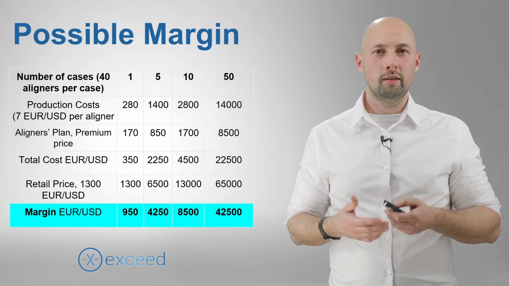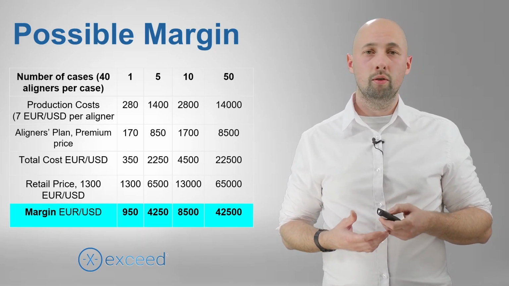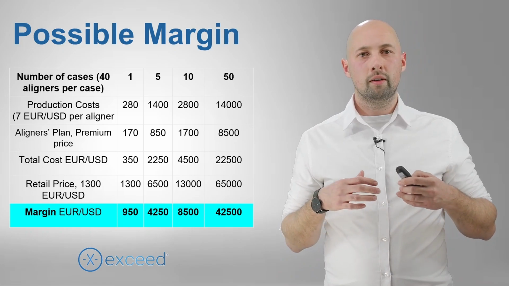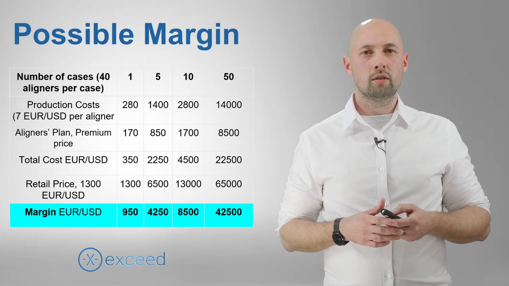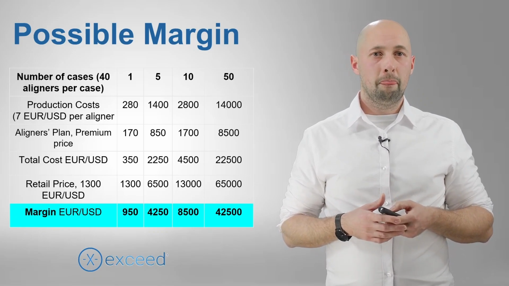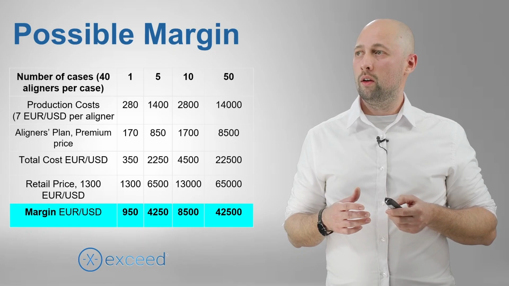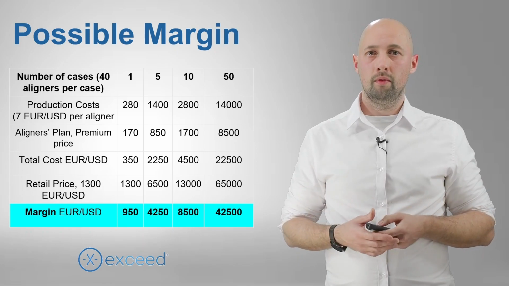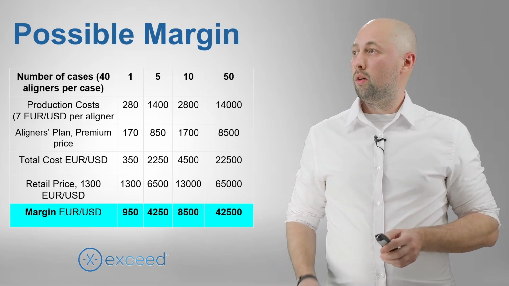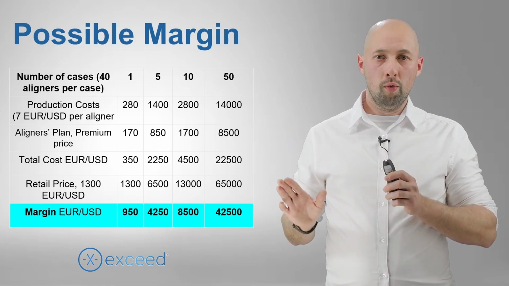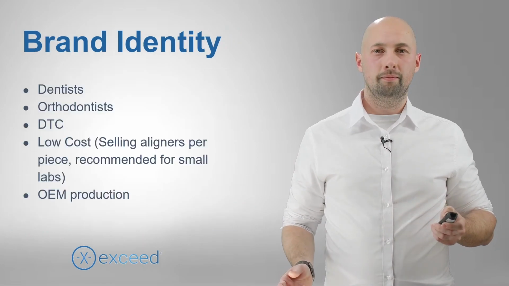So if you produce 50 cases per month, you have about 42,500 euros of margin when we consider the direct costs. In this video, we're not going to be touching the indirect costs, such as legal costs, the medical regulations and everything. We will talk only about the production and a little bit about the marketing and brand identity. So with that covered, moving to the next important part of this presentation, the brand identity.